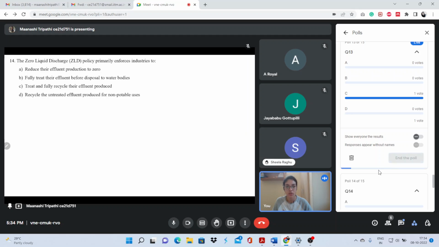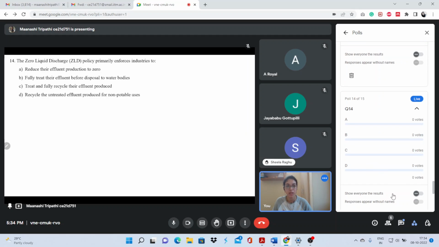Coming to the next question, question number 14. The zero liquid discharge policy primarily enforces industries to reduce their effluent production to zero, fully treat their effluent before disposal to wastewater, treat and fully recycle their effluent produced, or recycle the untreated effluent produced for non-potable uses. So what do we do when we talk about zero liquid discharge?